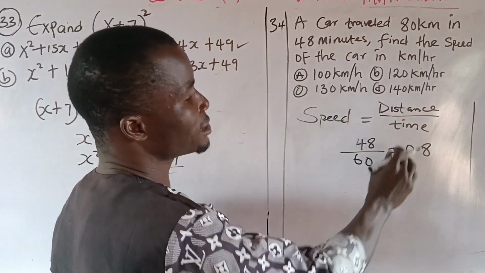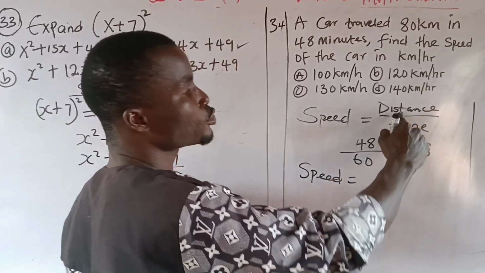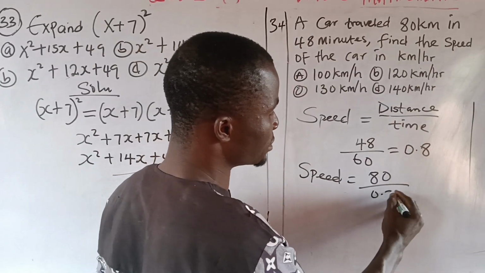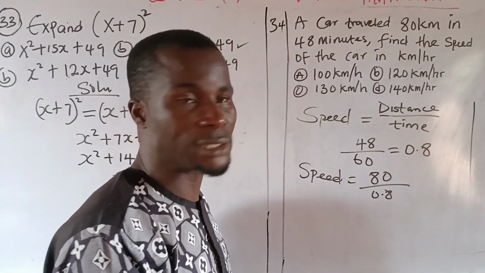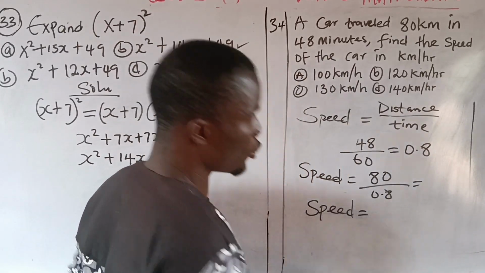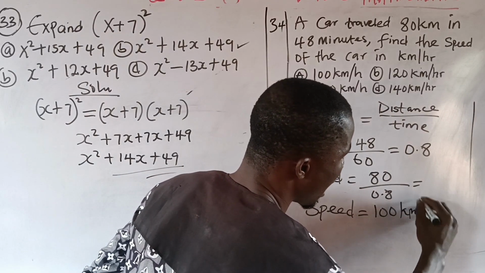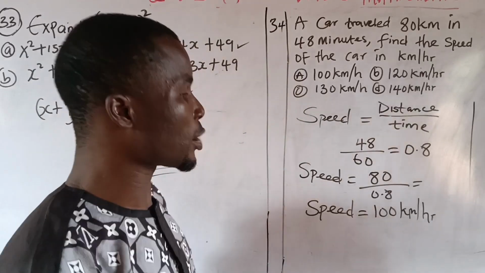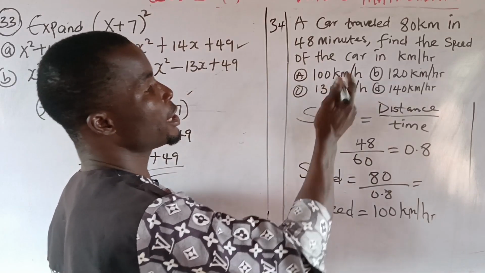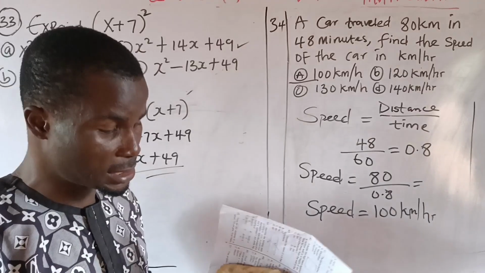So right now, let's input this inside the formula. So we have speed is equal to distance, which is 80 kilometers, divided by 0.8. 80 divided by 0.8, we are going to have speed will be equal to 100 kilometers per hour. So you can press your calculator. That is what you are going to have. So now let's check our option. A is the correct answer. So now let's go to question 35.